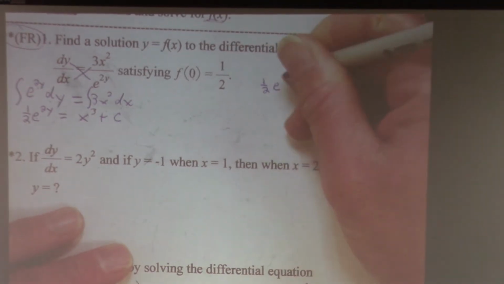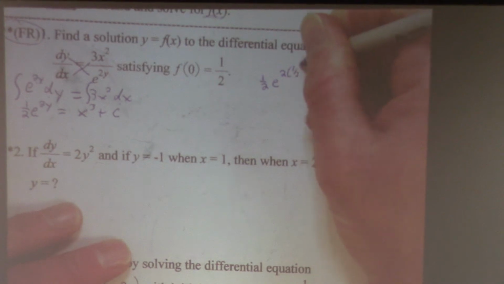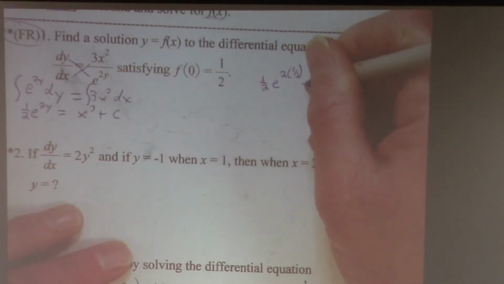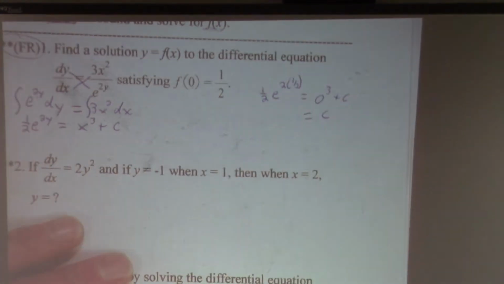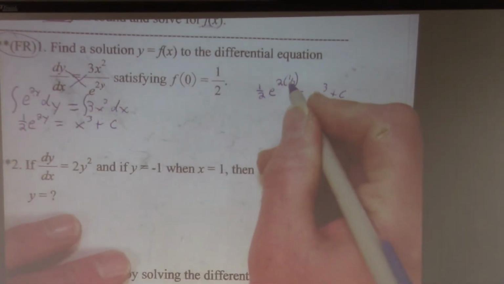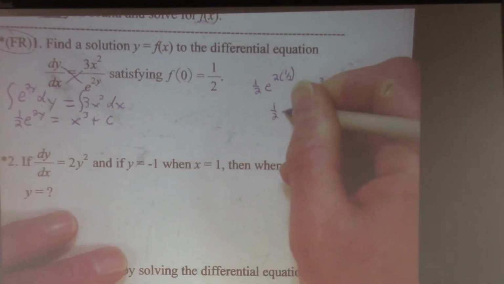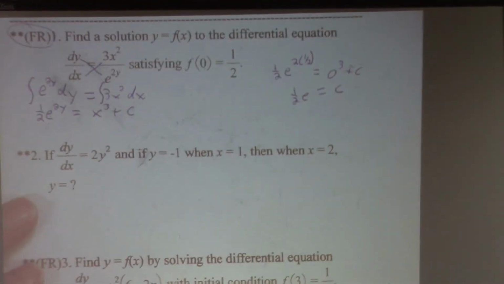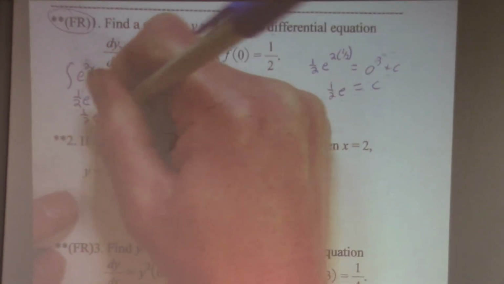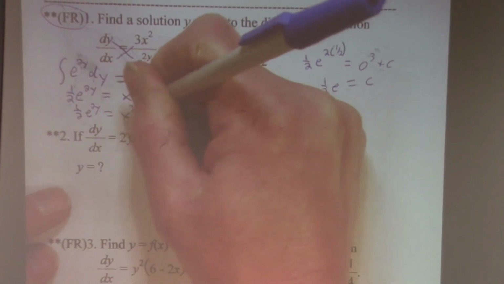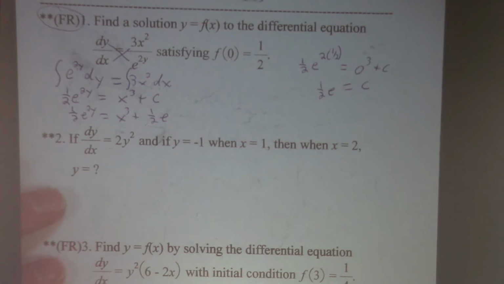I'm going to come over here and I'm going to replace y with 1/2. And I'm going to replace x with 0. Well, 0 cubed is just 0, so I have c by itself. That's easy enough. 2 times 1/2 is 1, so I have e to the first, which is just e, so I have 1/2 e. So c is 1/2 e. So now I'm going to come back over here to my main work, and we're going to replace the c with 1/2 e. Now we need to solve this for y.